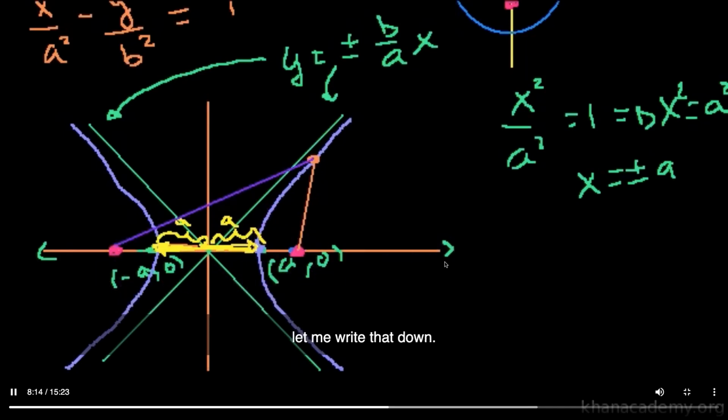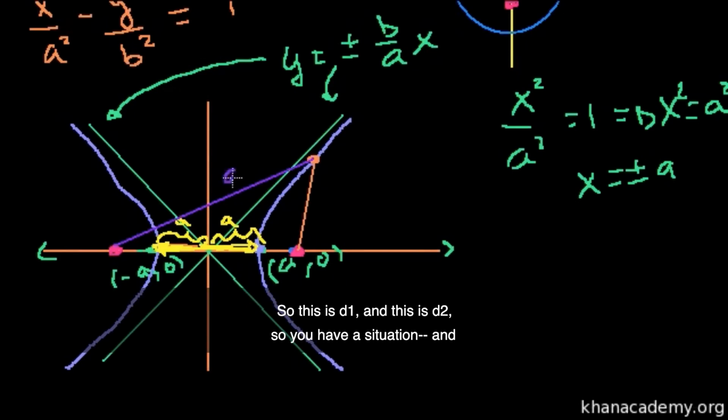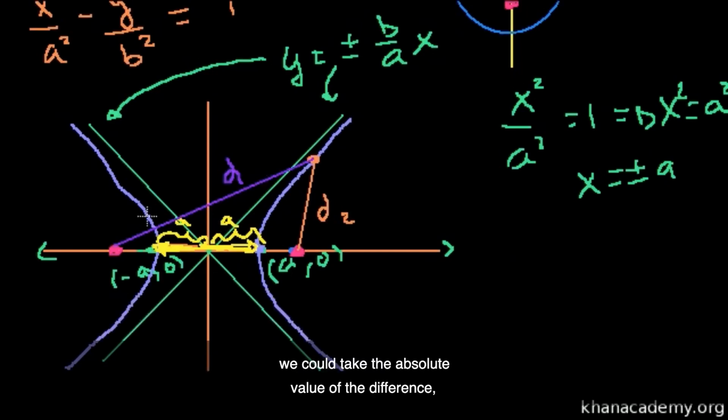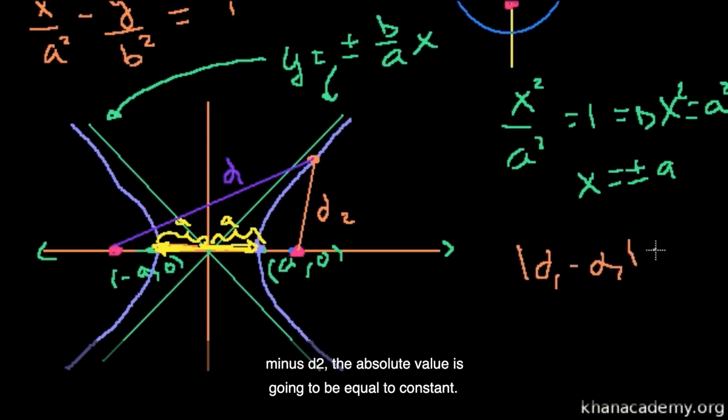So let me write that down. If this is D1 and this is D2, we can take the absolute value of the difference, because at some points D1 will be longer than D2 if you're on this curve. If you're on this curve, D1 will be shorter than D2. So the absolute value of D1 minus D2 is going to be equal to a constant. In the ellipse situation, D1 plus D2 was a constant. So they're very closely related.